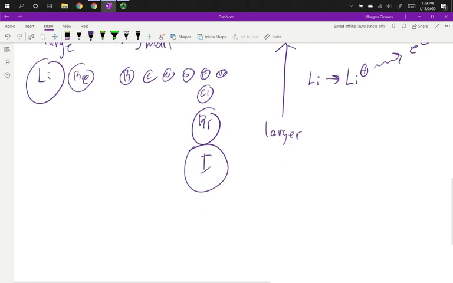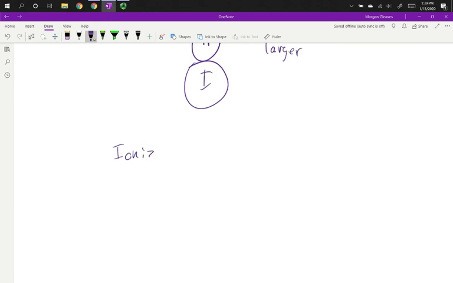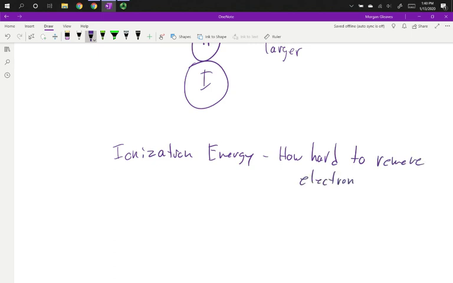And so we have a term called ionization energy. Basically, ionization energy is a measure of how hard it is to remove an electron. How difficult is it to make it a plus charge? And what we find is that as we go up, it is harder, and as we go to the right, it is harder. So things in the top right of the periodic table, fluorine, helium, these are very difficult to remove electrons from. But things in the bottom left, francium, these are very easy to remove electrons from.